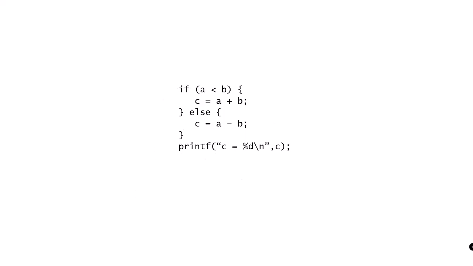Programs need to make decisions based on the value of data. This if statement evaluates a less than b. If that's true, it assigns C the value of a plus b. If it's false, it assigns C the value a minus b. The value of C printed after the if statement will depend upon what values a and b held when the if statement was entered.